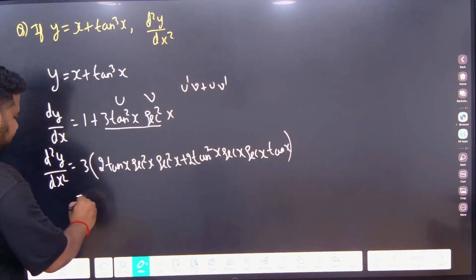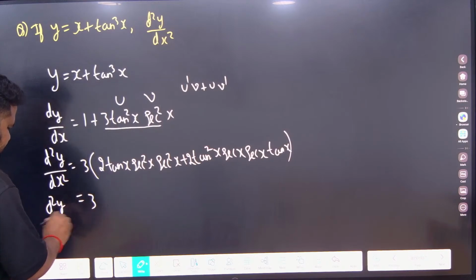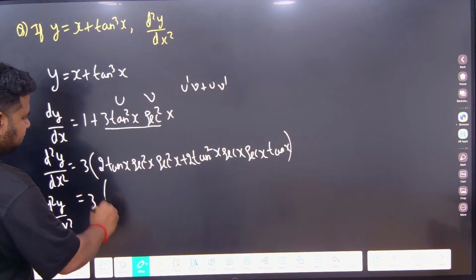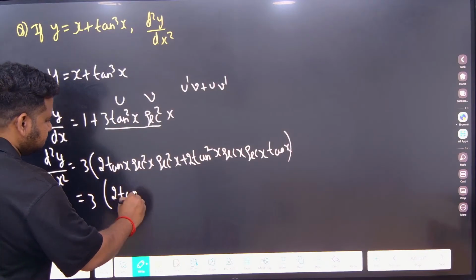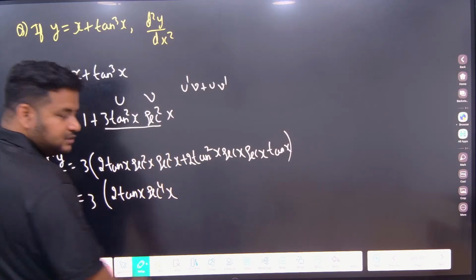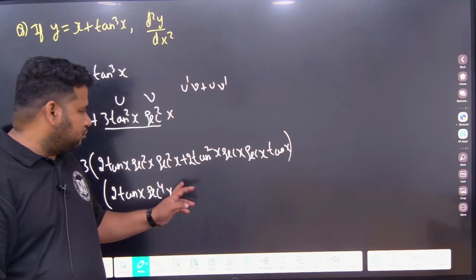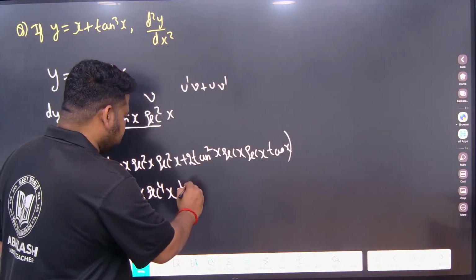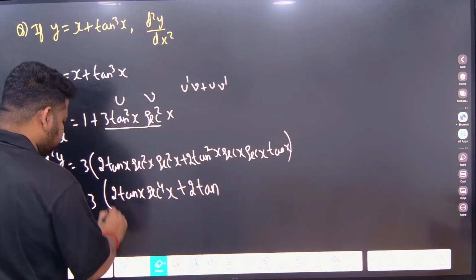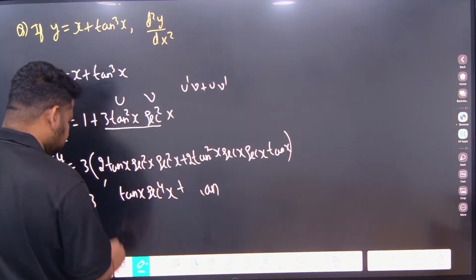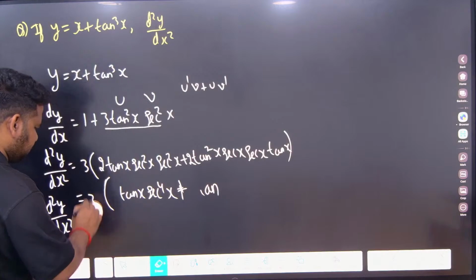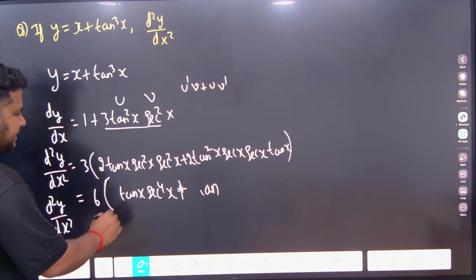This will become equal to d square y by dx square. Now I am simplifying it. Keep 3 outside itself. This will become 2 times tan x into secant square x into secant square x, which is secant power 4x. Now plus 2 into tan square x. I can take 2 outside. Further I can simplify: 3 into 2 will become 6 tan x into secant power 4x.